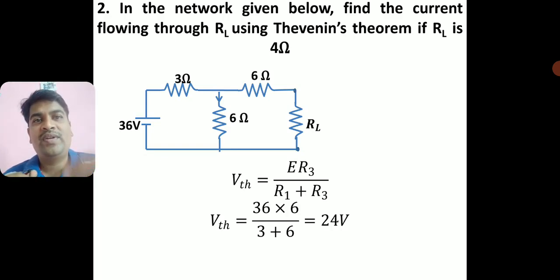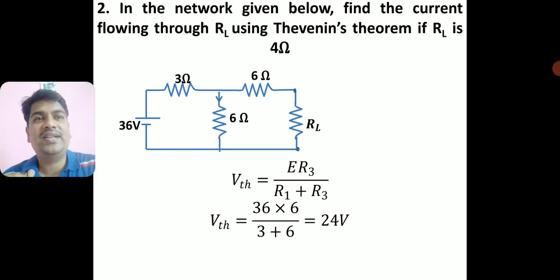Now to convert this to a simple network, you first need to find the value of VTH and RTH. So the value of VTH is E R3 by R1 plus R3. Students, you should know which is R1, which is R2 and which is R3. See, R1 is 3 ohm. You go back and look at the Thevenin's theorem proof. So R1 is the first resistor, 3 ohm.